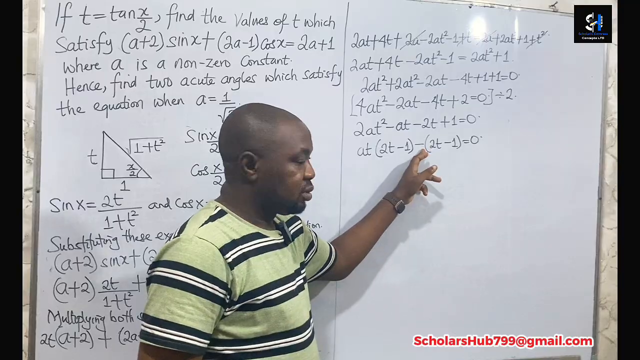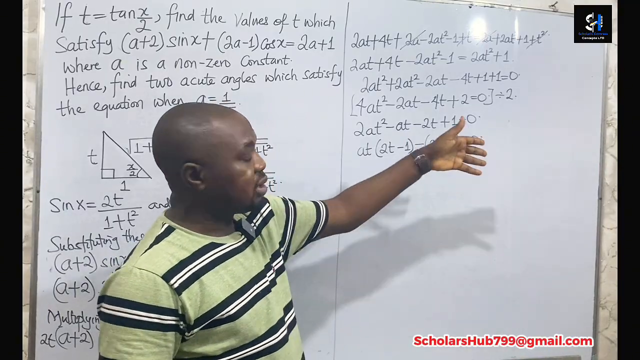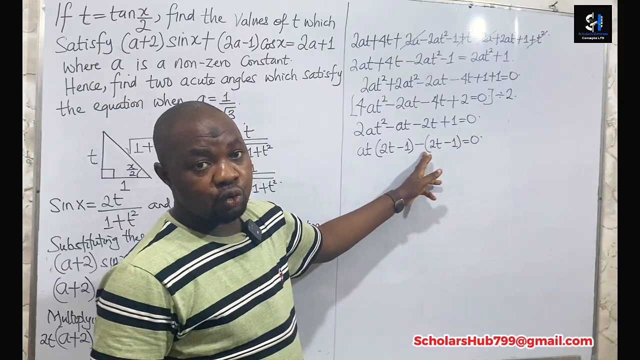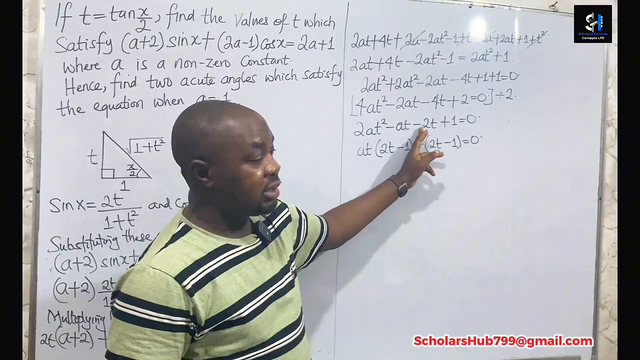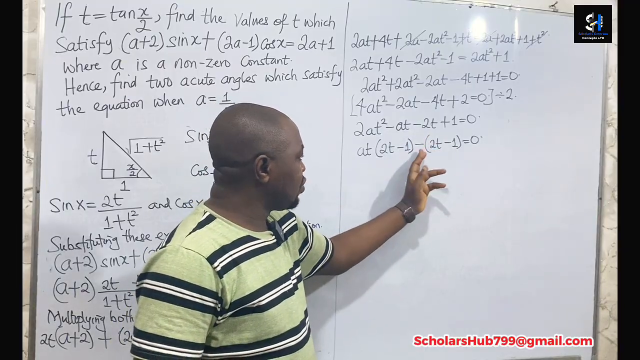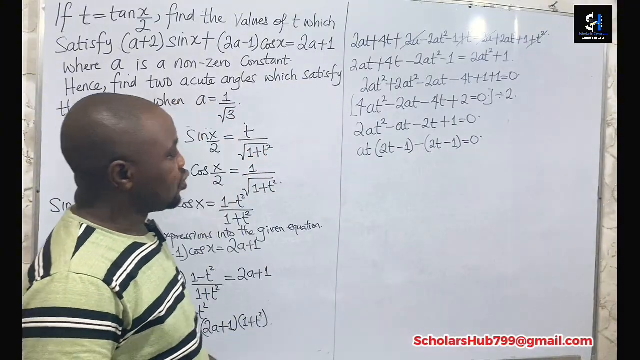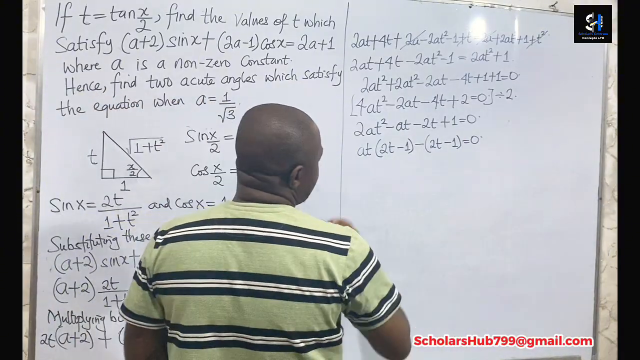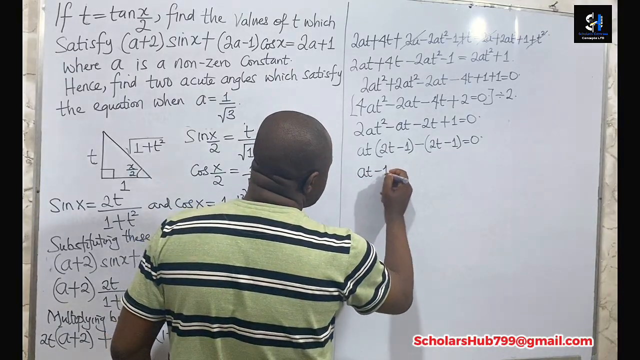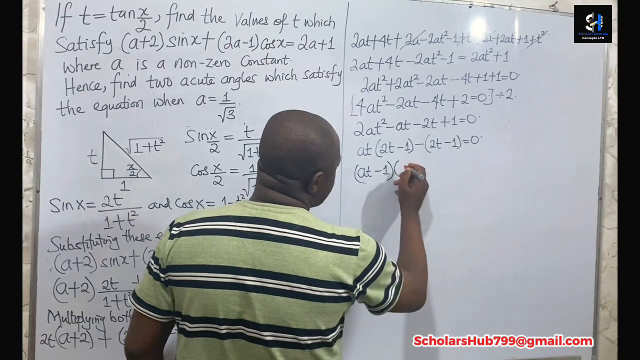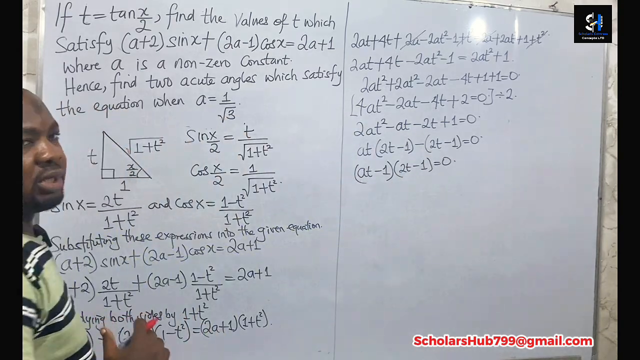Then the number that precedes the parenthesis is minus 1. So minus 1 multiplied by 2t will be minus 2t. Then minus 1 multiplied by negative 1 will be positive 1, equals 0. So what we have here is at minus 1 multiplied by 2t minus 1 equals 0.